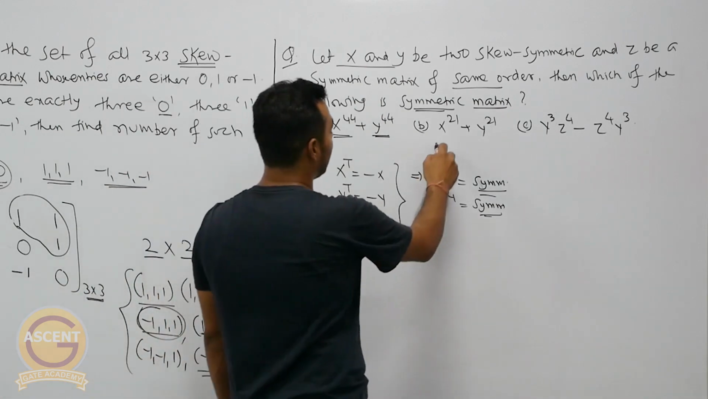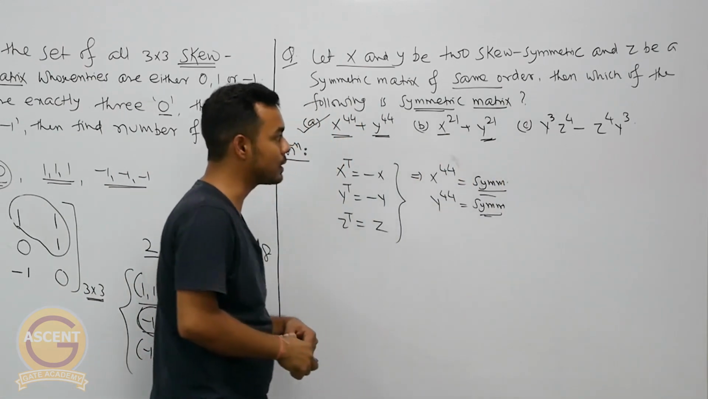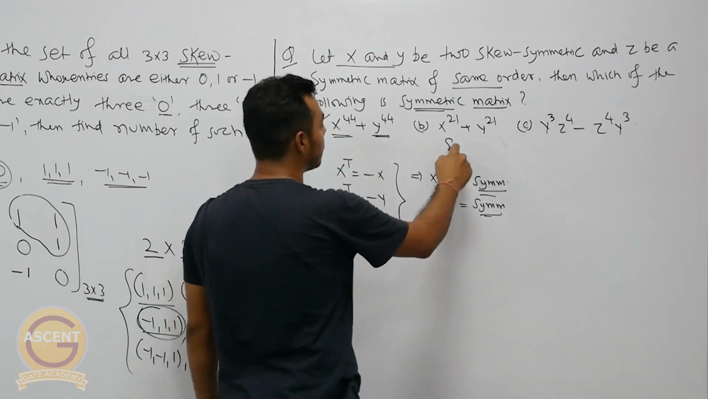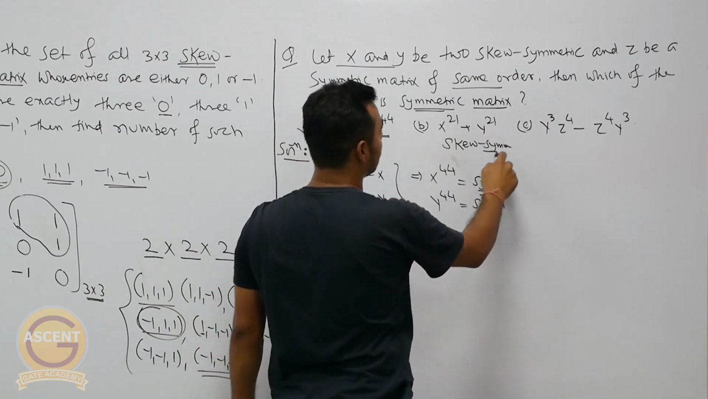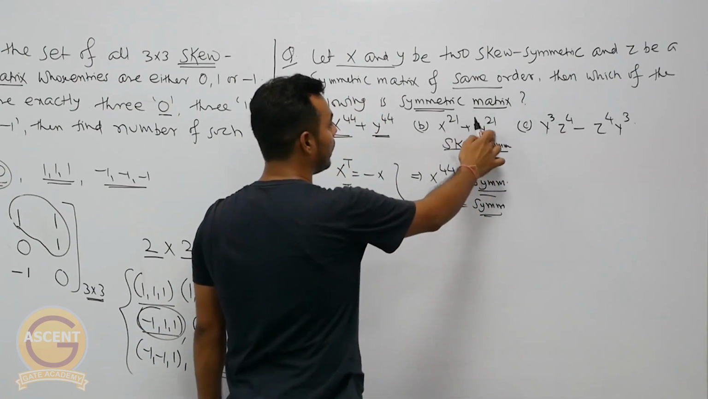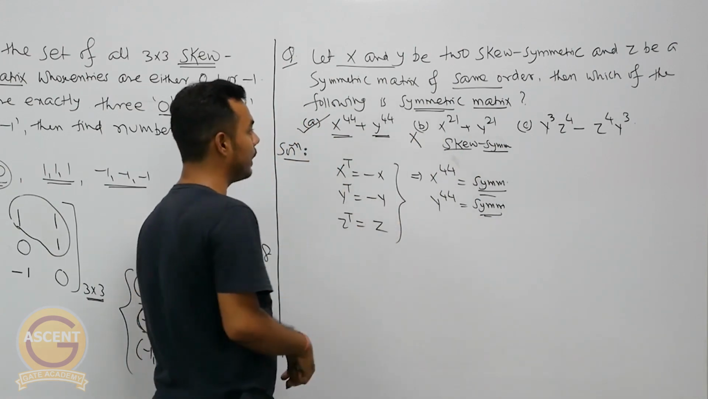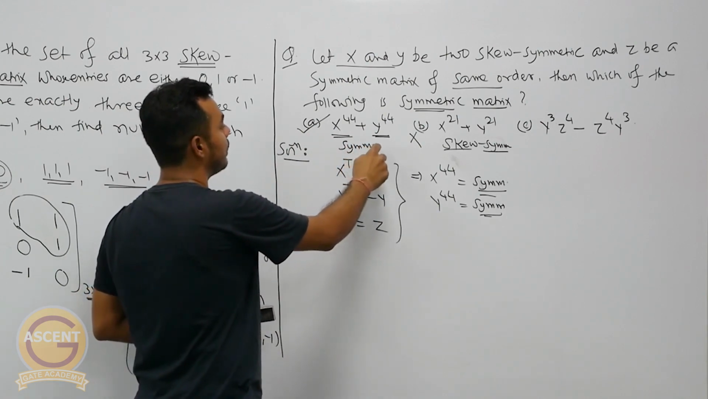Similarly, x to the power 21 will be skew symmetric. Y to the power 21, again skew symmetric, odd power. So the sum of these two matrices will be skew symmetric. We have to find which are symmetric matrices. Now this matrix x to the power 21 plus y to the power 21 will be skew symmetric. So option B is incorrect. Option A is a symmetric matrix. Option B is a skew symmetric matrix.